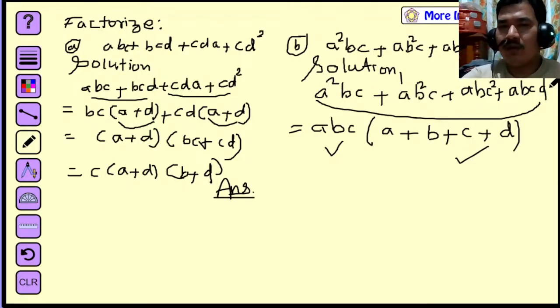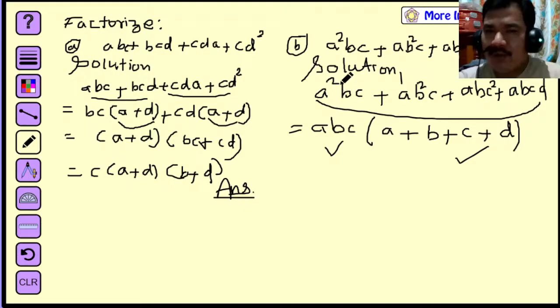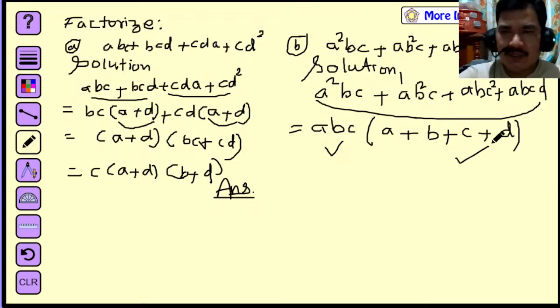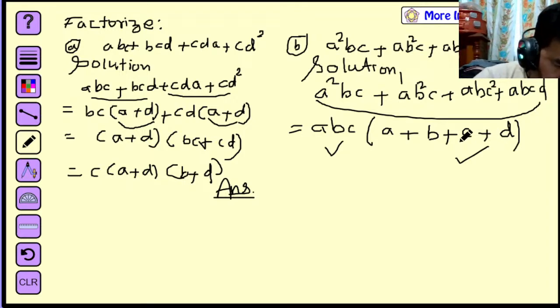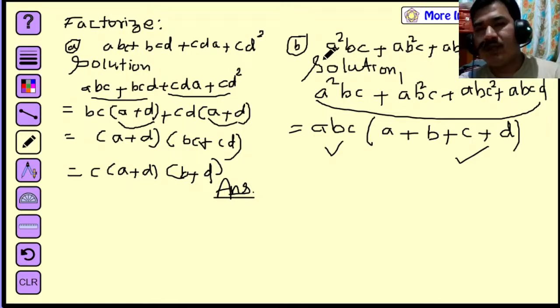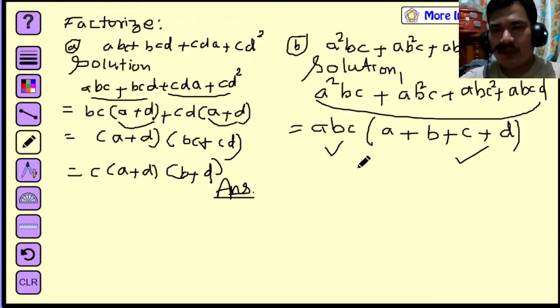Here is common from all. In grouping, we first made the group of this term and this term together, but the remainder was not the same as the remainder of the other group. That's why we have taken common from all. That's ABC common, then we have A plus B plus C plus D in the bracket. Like this we have to solve it. If grouping the first and second, first and third, and first and fourth is not coming correctly, then check the common in all, and the remainder in the bracket will be the other factor. Like this we have to do it.